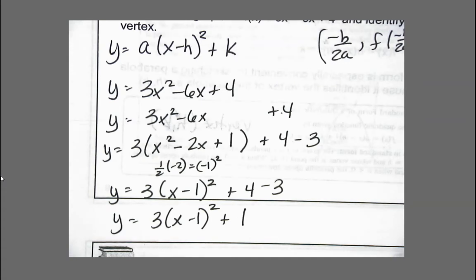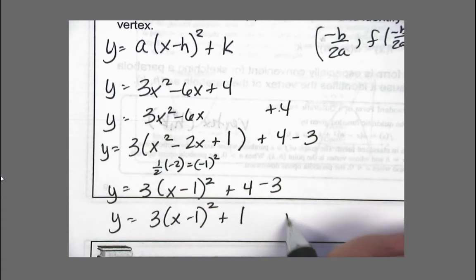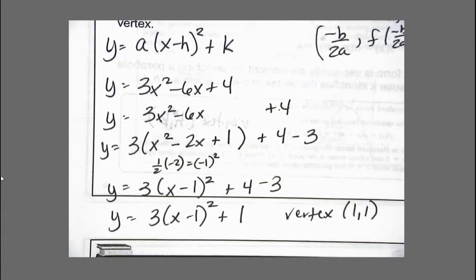You can tell me a whole bunch more now. Is it a lot easier to find stuff now? Yes. Is the vertex, what's the vertex going to be? Vertex is 1, 1. Can you tell me transformation? Vertical stretch by 3, which probably is one of the most missed things on that test. Vertical stretch by 3. We went to the right 1 and what? Up 1. Right? So we have a lot more information that we can tell about this graph by putting it in complete the square form.